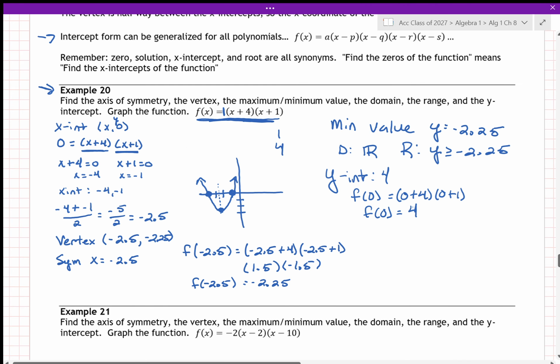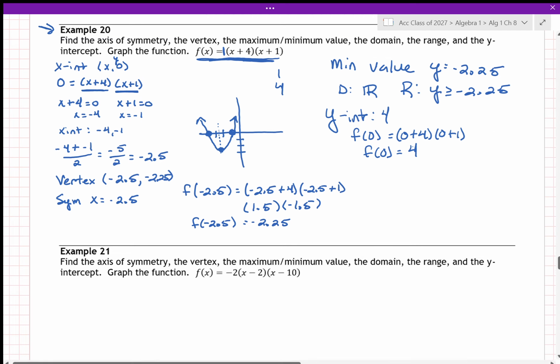And there we go. That's intercept form. For me, I think intercept and vertex form are the easier ones. And then standard form is normally just a little bit, I don't know about harder, but more tedious, maybe. All right, that's number 20. Number 21, we look at that one.